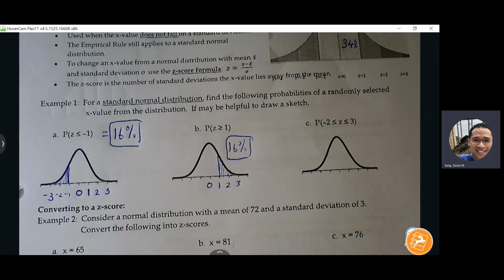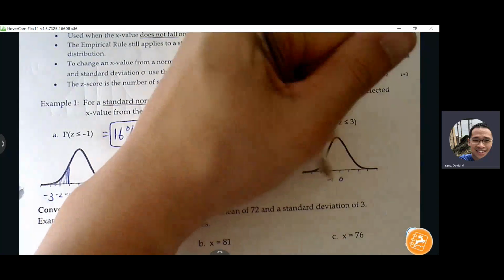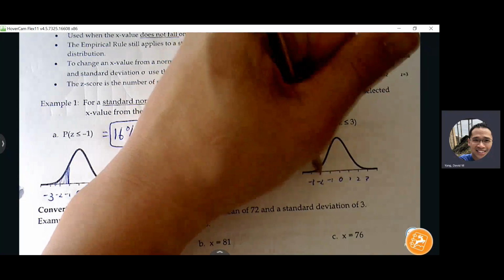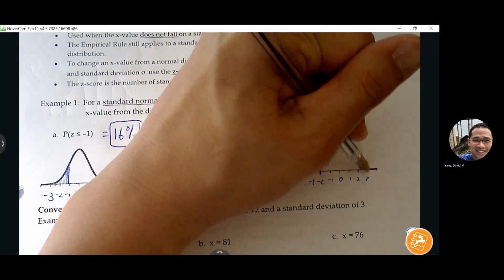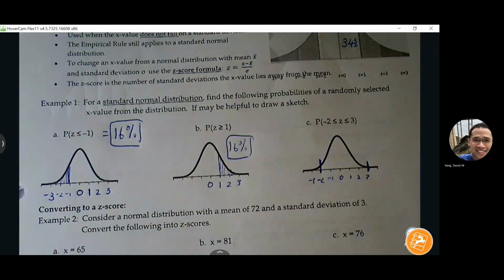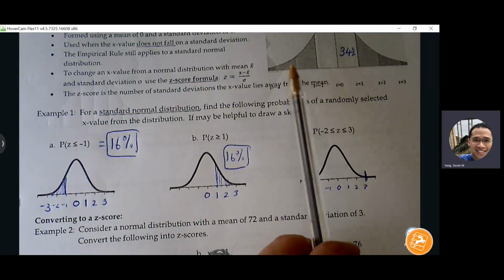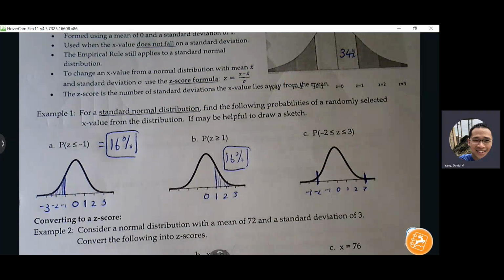Okay. Between -2 and 3, so again, this is 0, -1, -2, -3, 1, 2, 3, between -2 and 3. So 13.5 plus 34 plus 34 plus 13.5 plus 2.35.